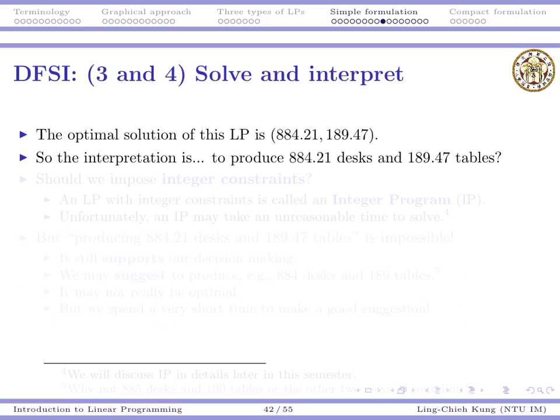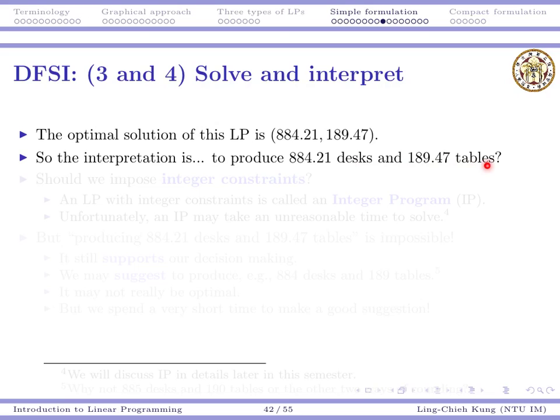So, the last two things we should do are to solve the problem and then do interpretation. Here, we still do not know how to solve that problem, but if you want, you may, for example, apply the graphical approach to the problem and then get an optimal solution like this. Now we have the solution, we want to do the interpretation, and then we meet a difficulty. It seems to us that we should produce 884.21 desks, and again another fractional number for tables.